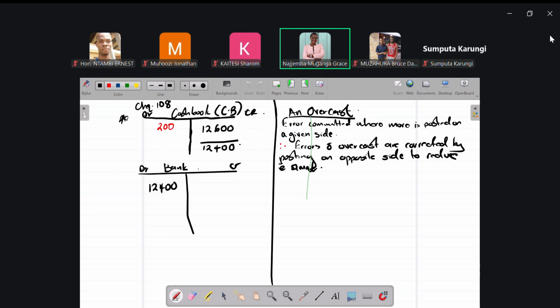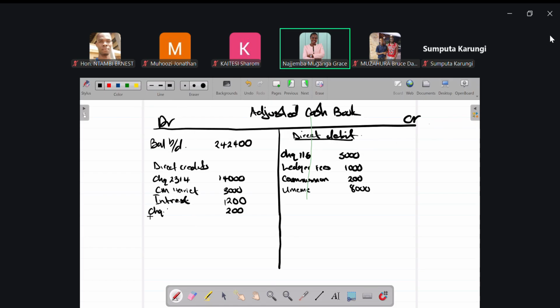Debit that and include this with check number 108, error. You can write here, error corrected, 200, error corrected. Then you move on to the other error so that we are done with that. Okay.